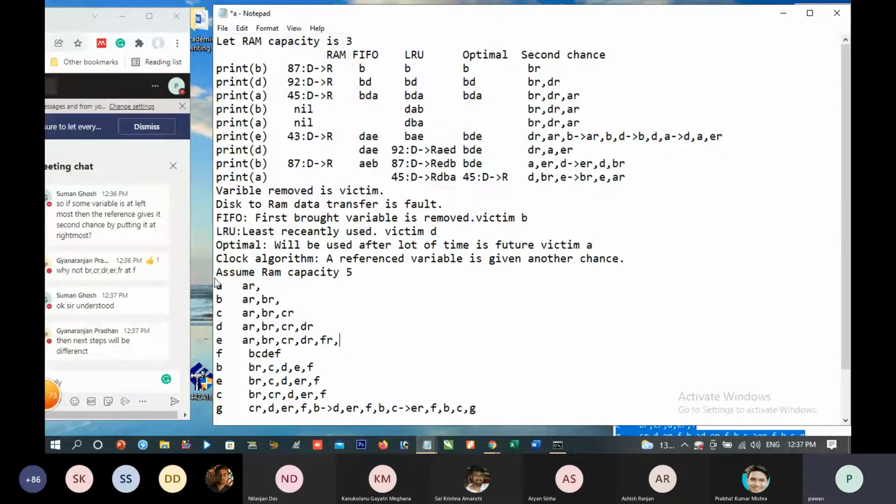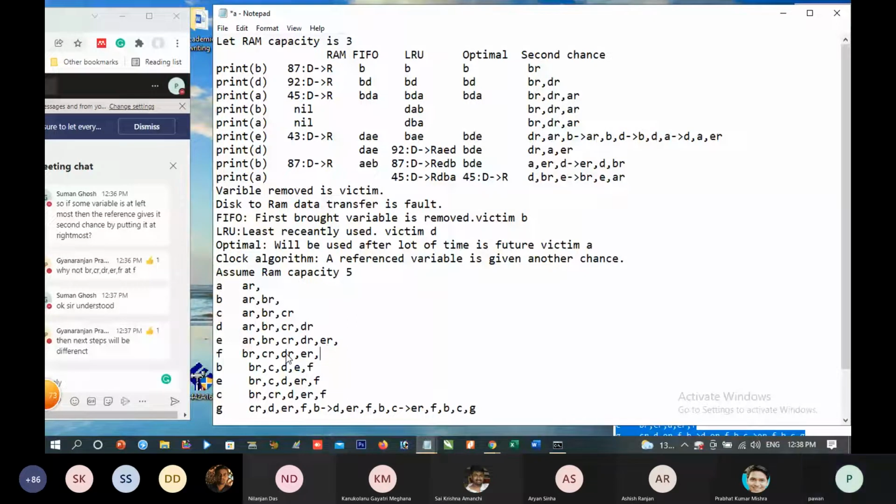Now, F is referenced. What will happen? We will try to remove A, but A will be given second chance. So it will be BR, CR, DR, AR, BR, CR, DR, and FR.